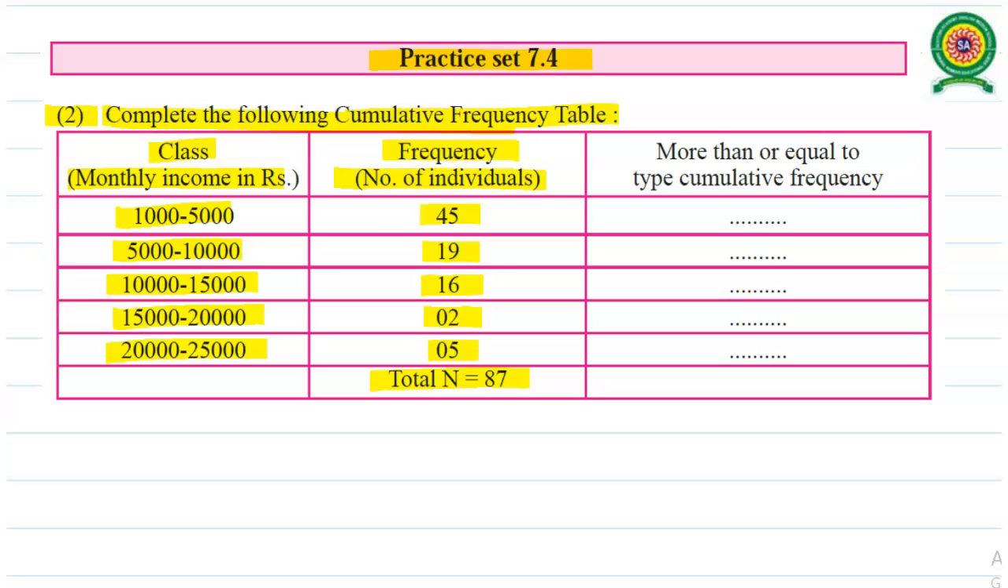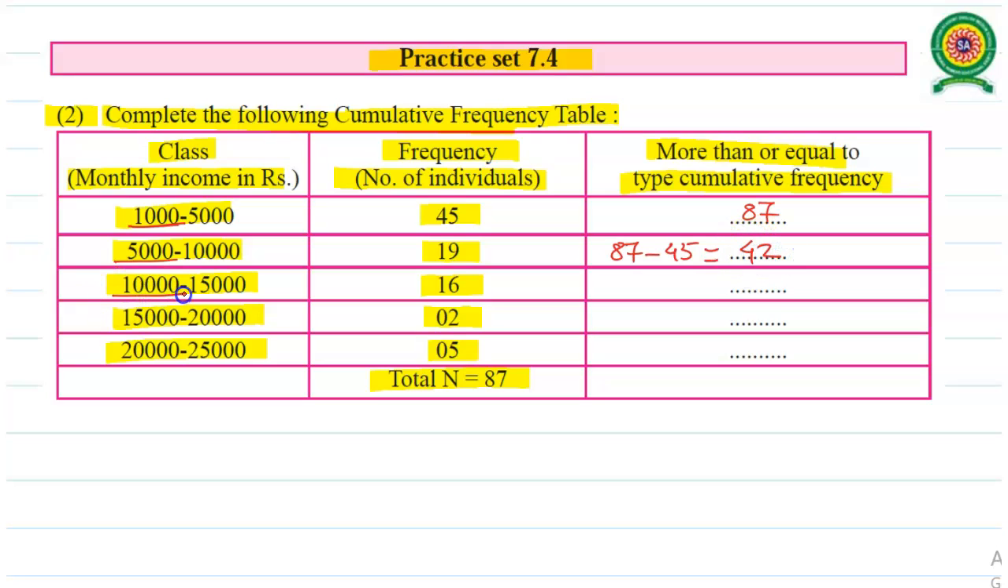Now we have to find the number of individuals who have a monthly income greater than 1000 rupees. That means we are ultimately finding the more than or equal to type of cumulative frequency. The number of individuals with a monthly income greater than 1000 rupees is the total, 87. Now let us evaluate the number of individuals with a monthly income greater than 5000. It becomes 87 minus 45, which gives 42.